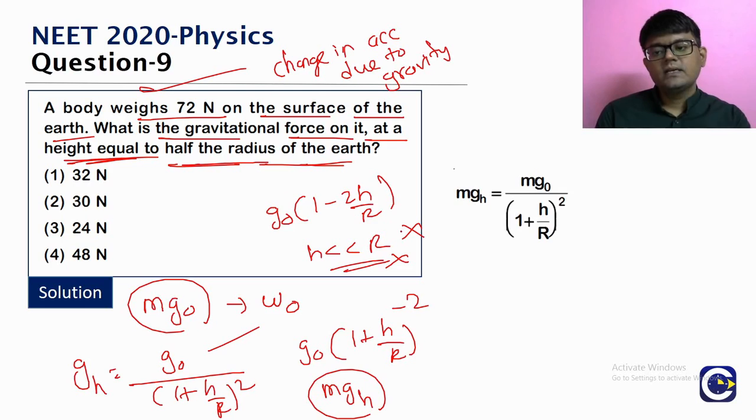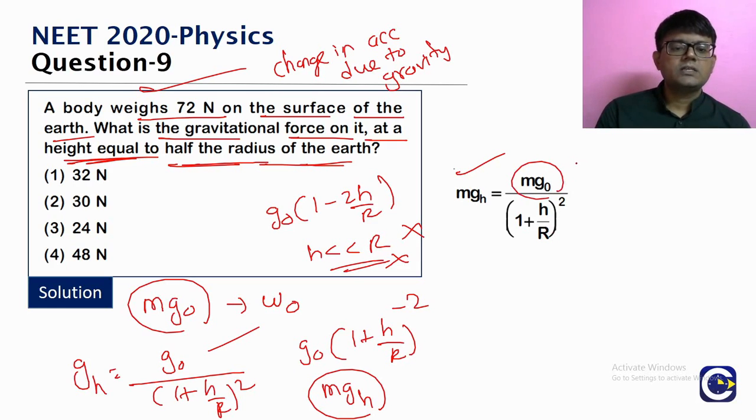So what is the weight formula? M into g at that height h. And g at that height h is g0 by (1 plus h by r) the whole square. Now straight away substitute. mg0 is 72 newtons. And what is the h value? h is equal to r by 2. They are saying the height is half the radius of the earth.